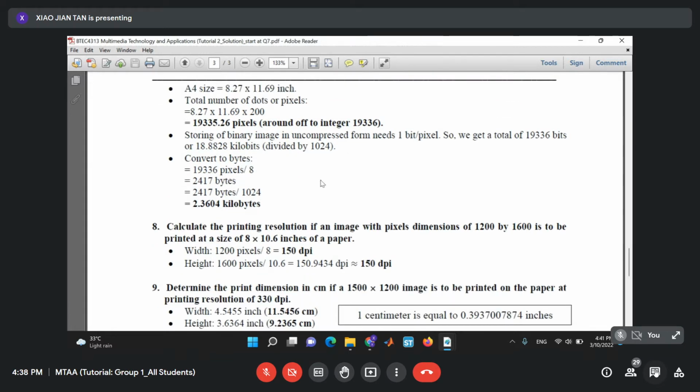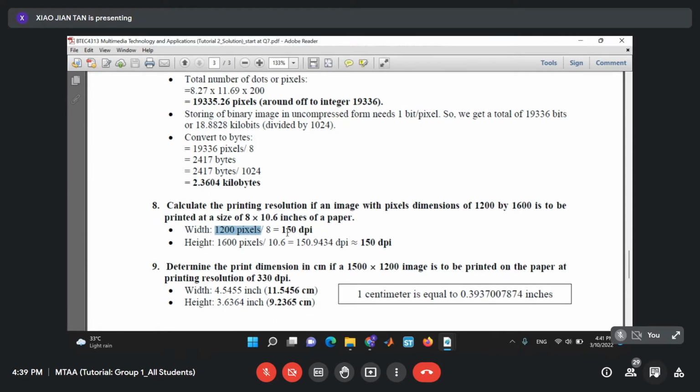Okay, calculate the printing resolution if an image with pixel dimension of 1002 by 1006 is to be printed at a size of 8 multiplied by 10.6 inches of paper. So the width is 1002 divided by 8, and the height is 1006 divided by 10.6. Actually, you just divide the width with the printed width, and then divide the height with the printed height. That's all.